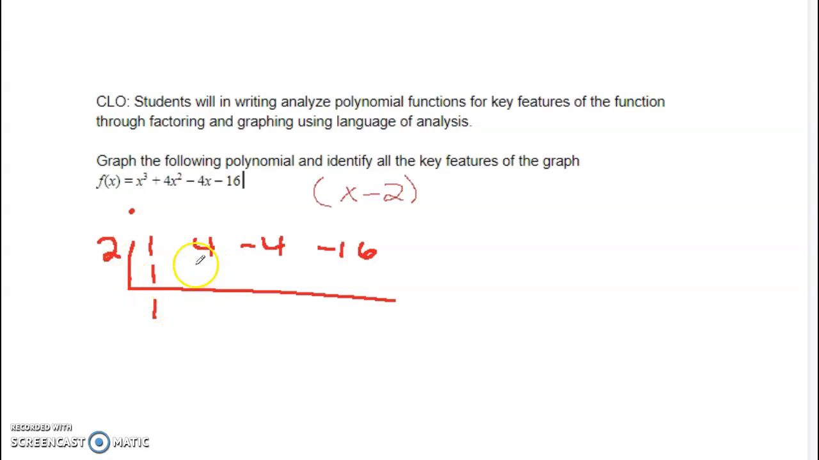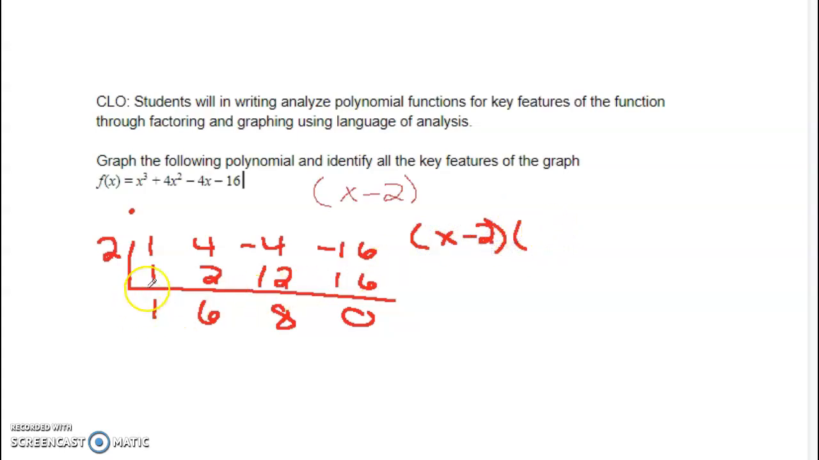2 times 1 is 2. So this is 6. 2 times 6 is 12. -4 plus positive 12 is 8. 8 times 2 is 16. -16 plus positive 16 is 0. So here I got one of my factors, x minus 2.